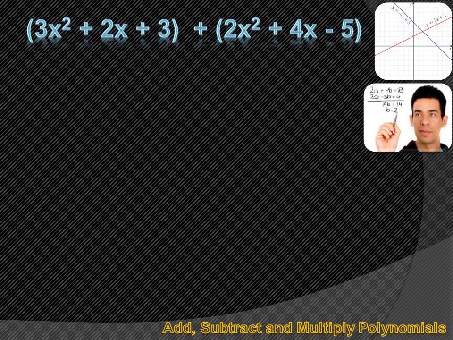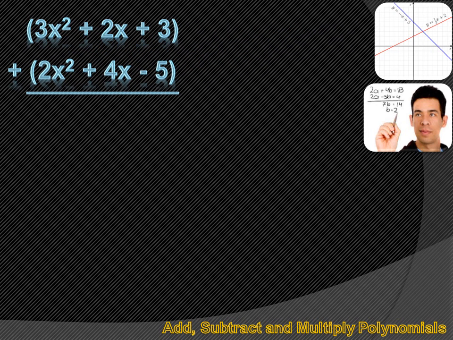I've got 3x squared plus 2x plus 3, and I want to add to that 2x squared plus 4x minus 5. And what we need to do is add the like terms. One way to see that easily is to line the 2 polynomials up above each other, and then you can see that I've got 3x squared on the top and 2x squared on the bottom. So I'm going to combine those. I've got 3x squareds and 2x squareds. That's a total of 5x squareds.